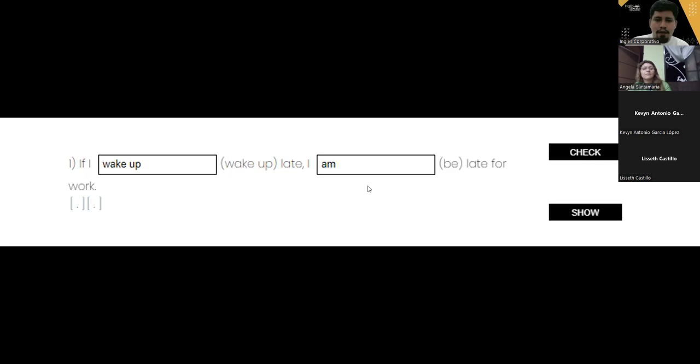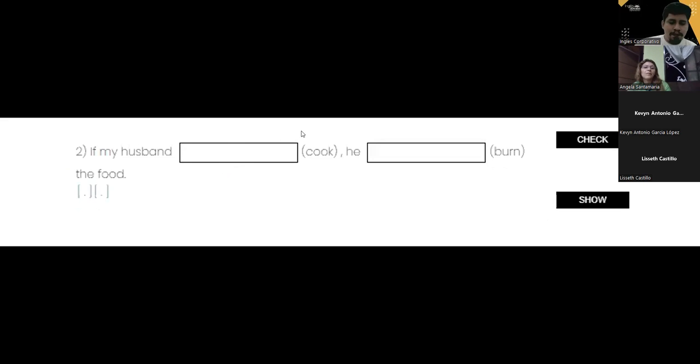Eso es todo. Ahora, veamos el número 2, tomando en cuenta esa información que acabamos de recibir. Aquí nos dice, if my husband, ¿cómo debería ir el verbo en este espacio en blanco? Cook. Ok. ¿Con S o sin S? Con S, teacher. Con S. Muy bien. My husband es tercera persona singular. Y born, ¿cómo debería ir?